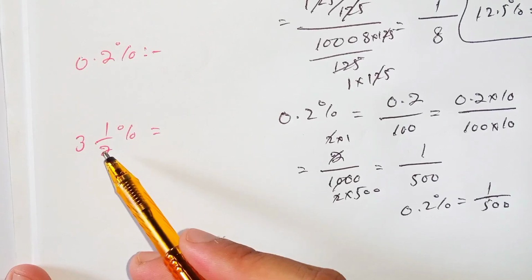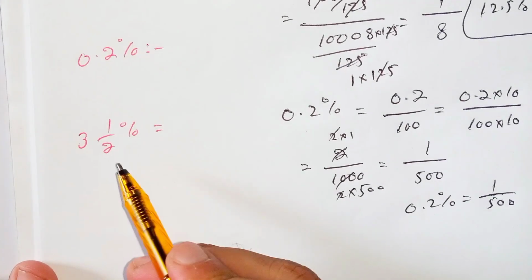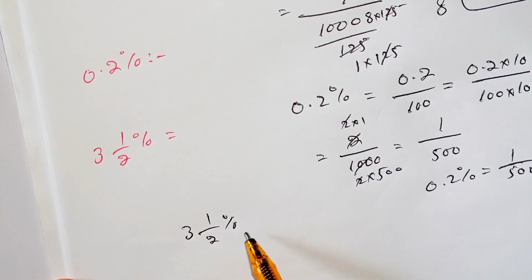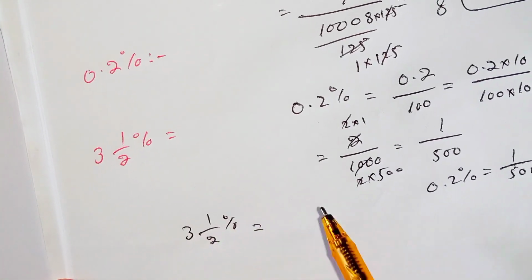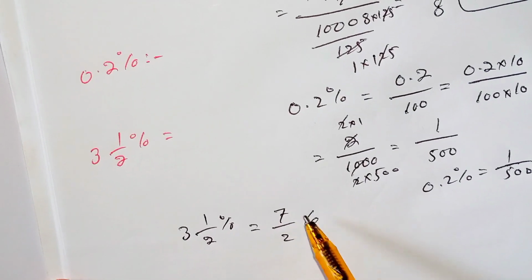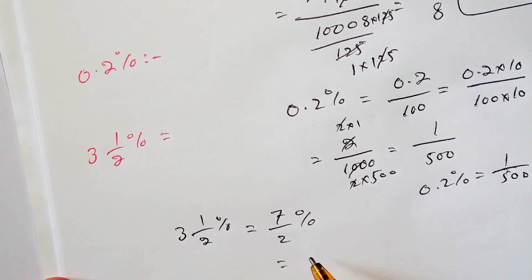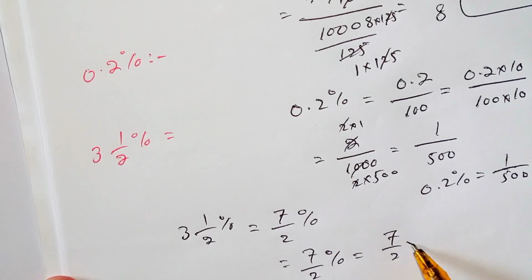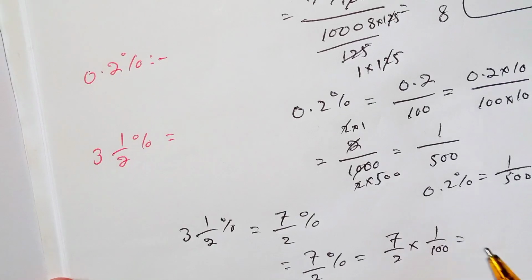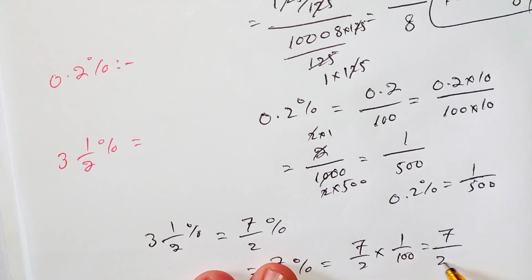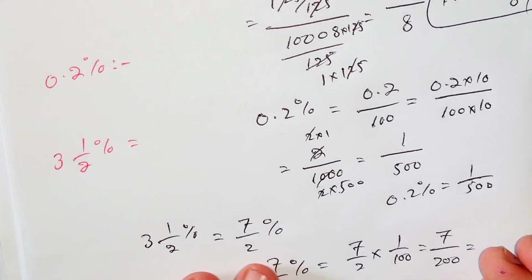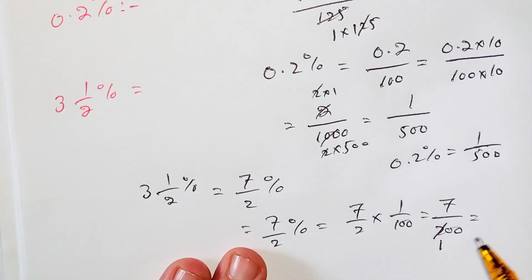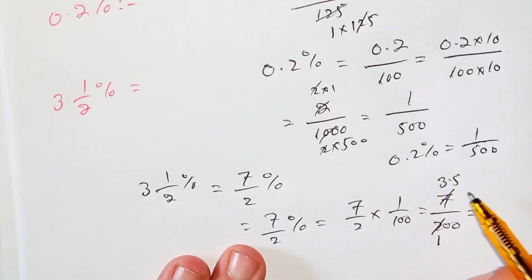What is 3 and 1 over 2% as a fraction? So it is 3 and 1 over 2%. So 3 and 1 over 2% is equal to 3 times 2 is 6 plus 1 is 7, 7 over 2%. So we can write 7 over 2% as 7 over 2 multiplied by 1 over 100. Right, so 7 over 200, which is equal to 2 times 1 is 2 and 2 times 3.5 is equal to 7.